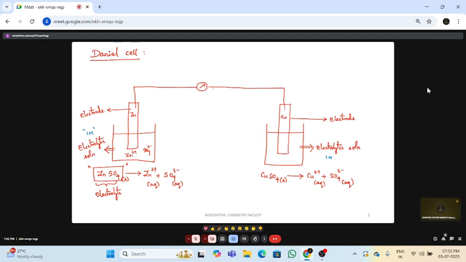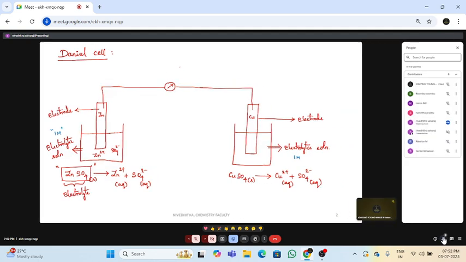Okay. As we know, the Daniel cell is a kind of galvanic cell, and here a chemical reaction is going to happen, and because of that chemical reaction, some current will be generated or potential will be generated, right? So we have to know how much potential was generated. So to measure the potential which was generated, I've connected a voltmeter. Fine. Now let us understand what kind of chemical reaction is going to occur here.